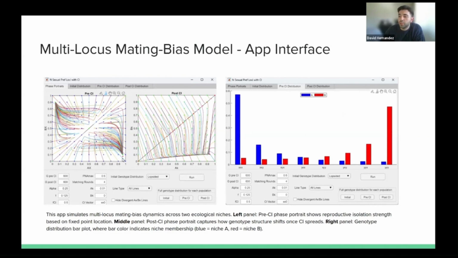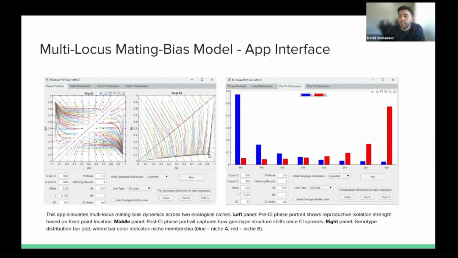Again, we're looking for strong reproductive isolation. So we want the system to converge on the corners, the top left and the bottom right-hand corner. It's a little hard to see in this graph, but you can see the effect that the chromosomal inversion has on a system. It moves from this green dot to the red dot in the phase portrait. And then this graph here, the one in the middle, shows the invasion rate of the chromosomal inversion.